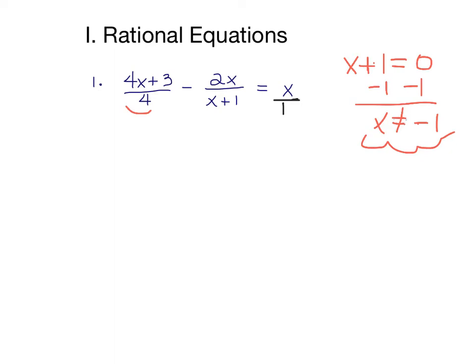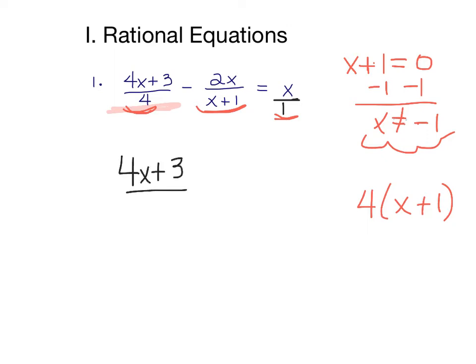So the first thing we need to do is find a common denominator. And my common denominator here is going to be 4 times the x plus 1. Everybody with me on that? Because this has a 4, this has the x plus 1, and this just has a 1. So the denominator that will be in common is 4 times x plus 1. So let me rewrite my problem here. I'm going to take 4x plus 3 over 4 minus 2x over x plus 1 equals x over 1.